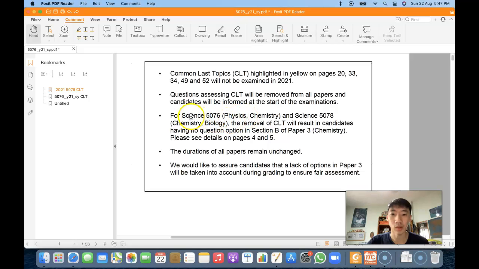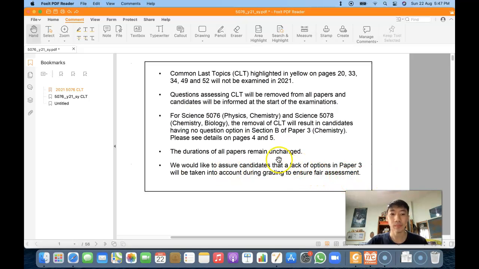For your chemistry, for those who are taking 5078, you will realize that there's one removal of the CLT, which will result in you having no question option in section B of your chemistry paper. And some details you can read for yourself. The duration is unchanged and there is fair assessment.